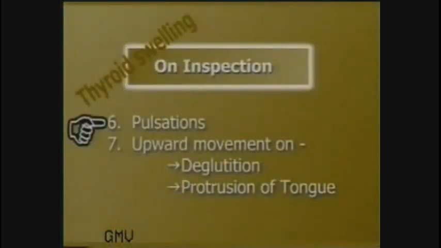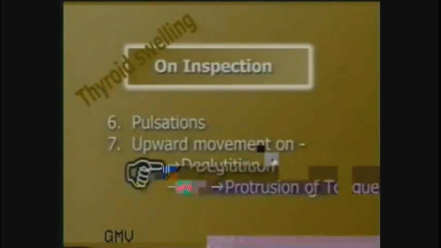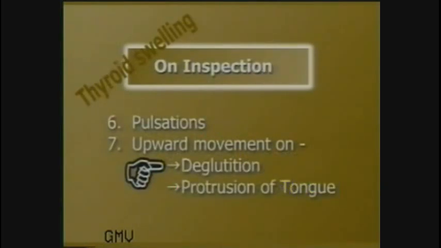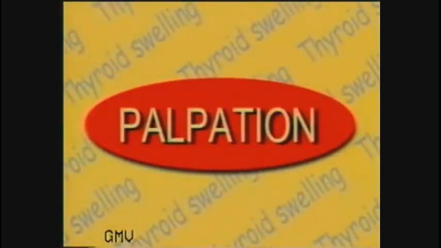Look for any visible pulsations in the swelling. Then ask the patient to swallow and look for an upward movement of the swelling during deglutition. And lastly, if the swelling is close to the midline, look for an upward movement of the swelling on protruding the tongue. Now let us proceed to palpation.